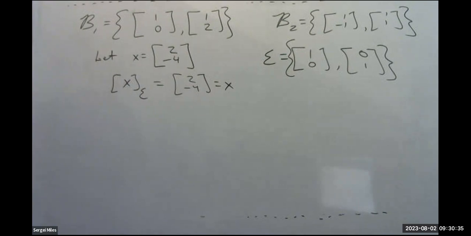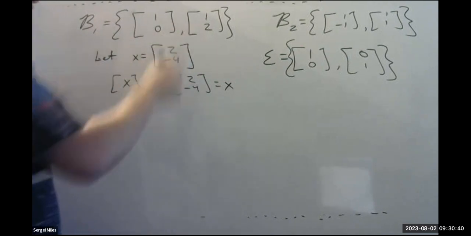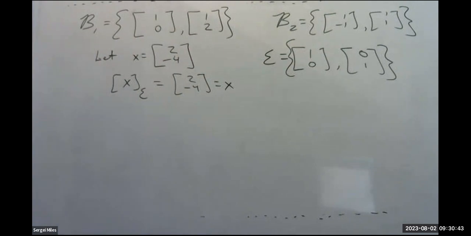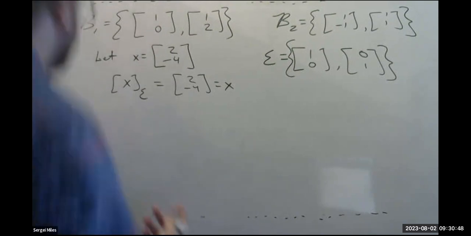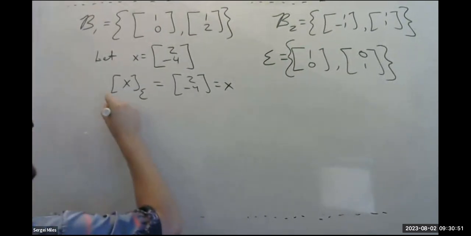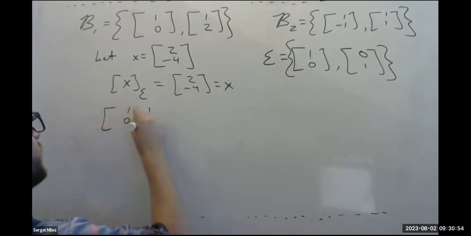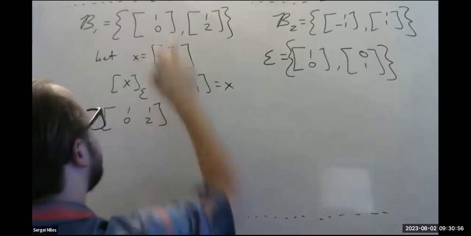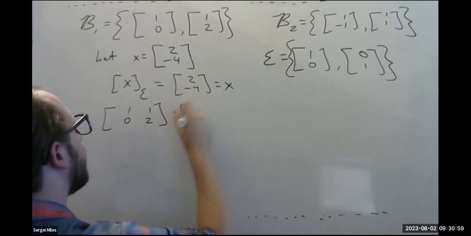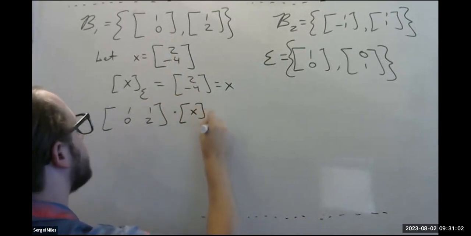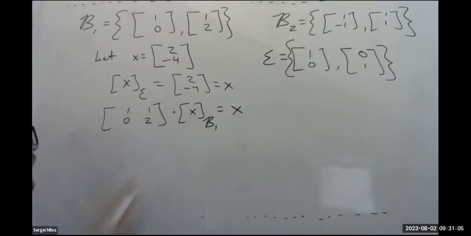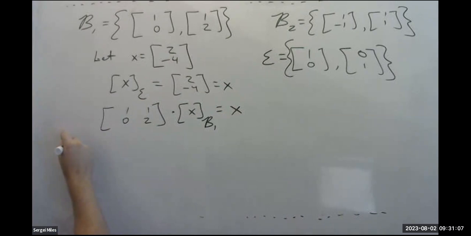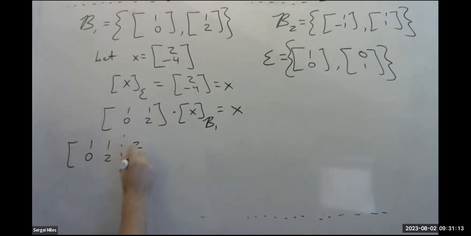Okay, so we want to know what combination of these two directions is going to get me to 2, -4. Well, this is just like yesterday's work. How do we solve this? So far it's just a review of yesterday. We're trying to know what combination of these vectors, well, that's the x in terms of B1, will equal x. How do we solve this? We need to row reduce the augmented matrix. We're going to augment with x.